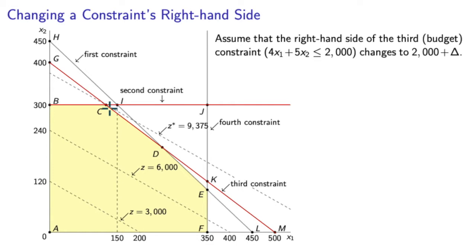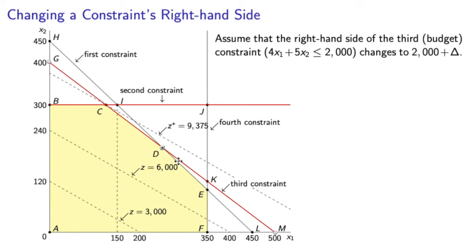And now let's consider a situation when we change the right-hand side of the third constraint, which is the budget constraint. We change it from 2000 to 2000 plus delta. All right, so this is our line that we are looking at here.